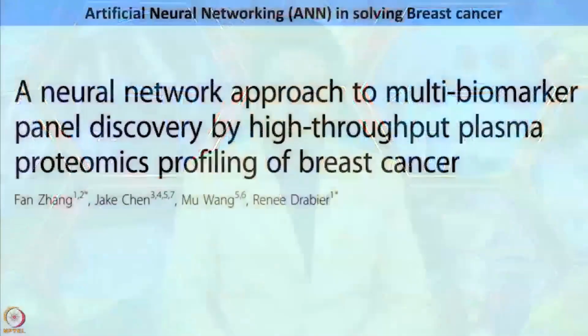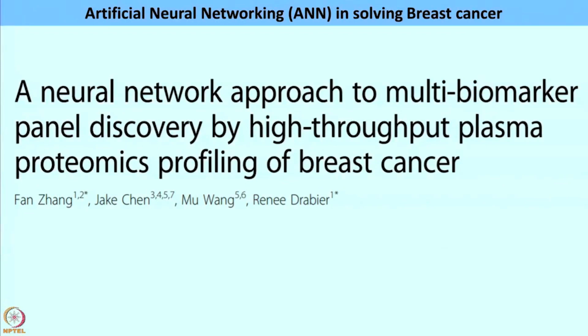of a particular disease. But to deal with this amount of big data, and prepare a panel which can help in the treatment or diagnosis of cancer, we need to think about different predictive and machine learning based analysis. I have taken an example of a paper, a neural network approach to multi-biomarker panel discovery by high throughput plasma proteomics profiling of breast cancer.